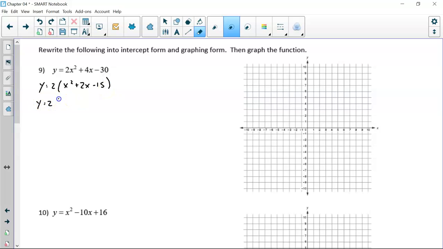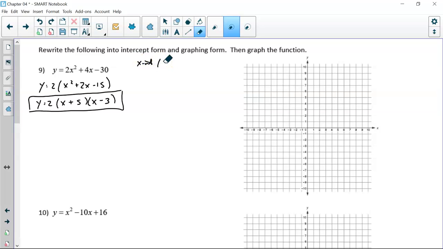So it's 2 times. Now, we can factor this, and it's a fairly straightforward factoring because our leading coefficient is 1. So it's x and x. To multiply to negative 15 and add to 2, it's going to be a positive 5 and a negative 3. There is our equation in intercept form. So our x-intercepts are going to be at negative 5, 0, and positive 3, 0.